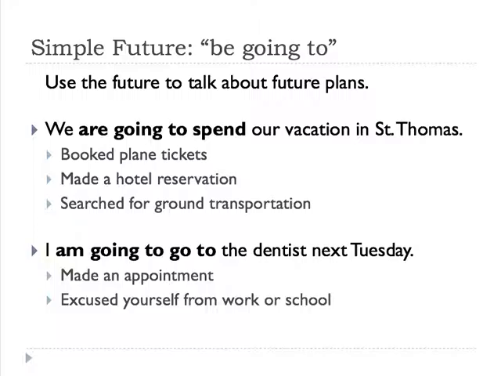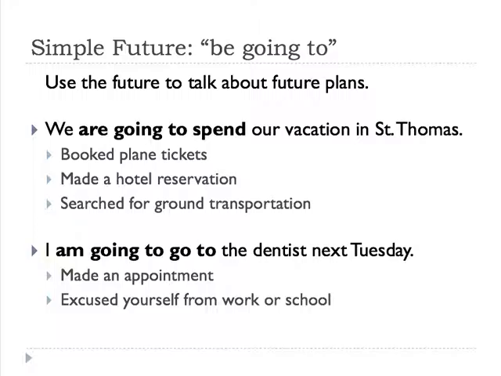We can use be going to talk about future plans, things that we're planning to do or that we're going to do. So for example, we are going to spend our vacation in St. Thomas. That means that we probably booked our plane tickets, we made a hotel reservation, we searched for ground transportation. We have a pretty good plan. This is something we are planning to do.